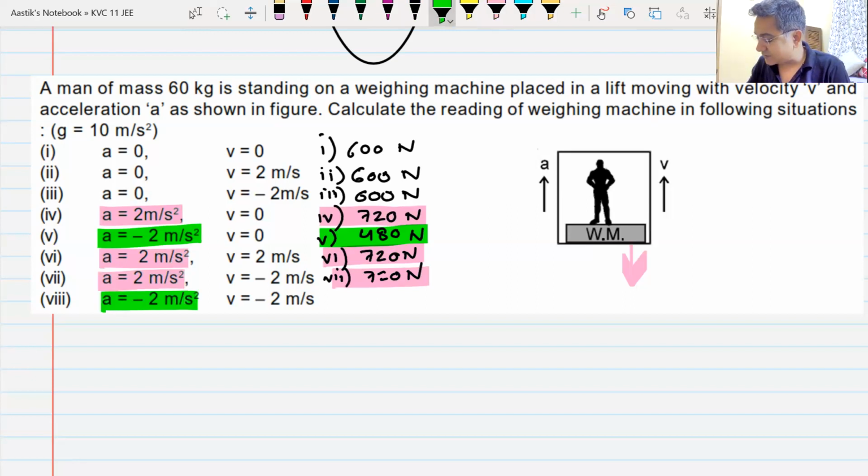The last case, acceleration is minus 2. What is the answer in this case? 480 newtons. The answer in this case would be 480 newtons. Everyone has understood this? The concept of pseudo force?